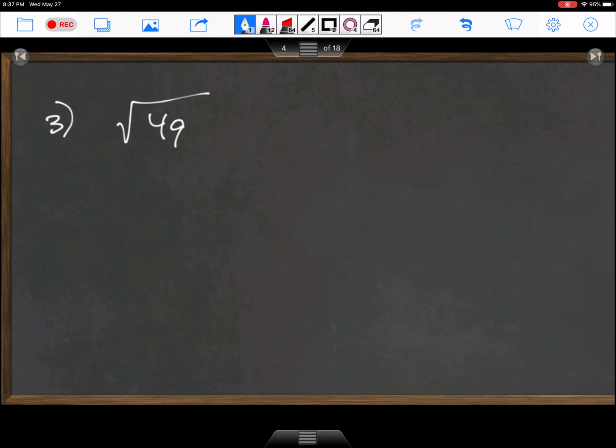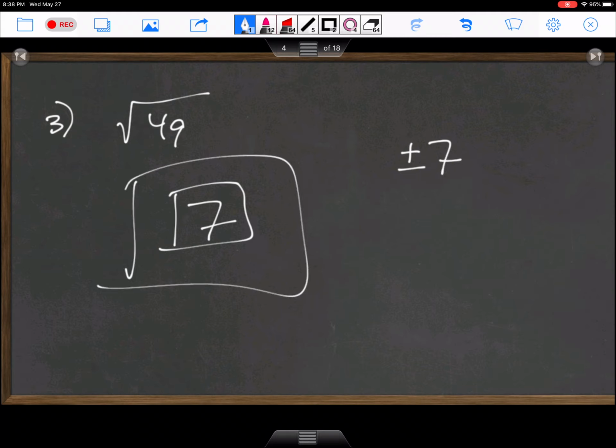Let's look at 49. Oh, this one's nice. Boom, done. 7 times 7 is 49, no square root at all, all right? So if you see something like that on your homework, don't let it trip you up. It's just 7. Or if you're thinking quadratics, technically it's plus or minus 7, but the work's going to be looking for that one right there.